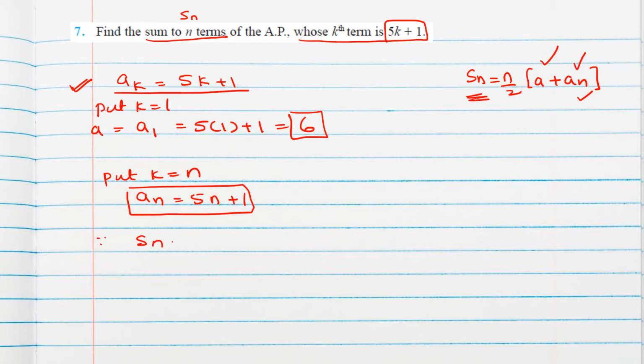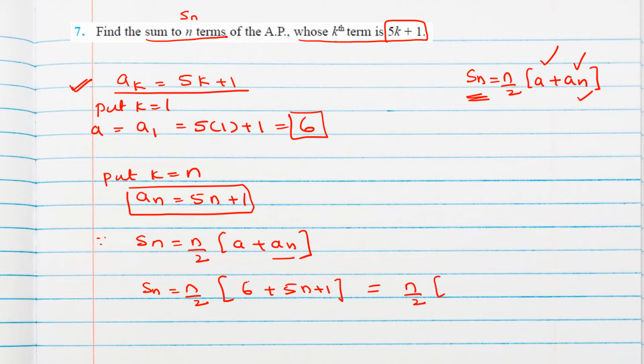Since Sn is n by 2 (a plus an), Sn will be n by 2, a is 6, an is 5n plus 1. That gives n by 2 (6 plus 5n plus 1), so n by 2 (5n plus 7) we can write. This is Sn.